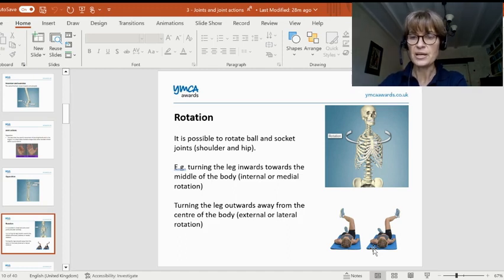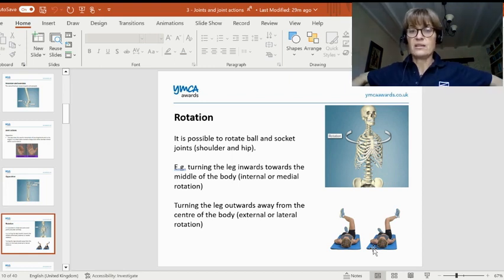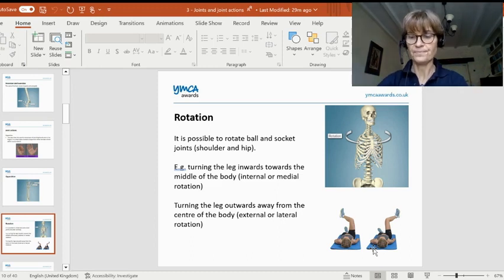And the same occurs at the shoulder. For example, if you're doing a dumbbell waiter movement where the arms are going out, that's going to be lateral rotation. And when they come in, that's going to be internal or medial rotation.